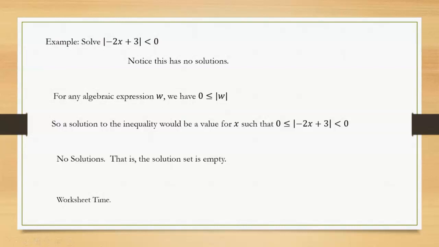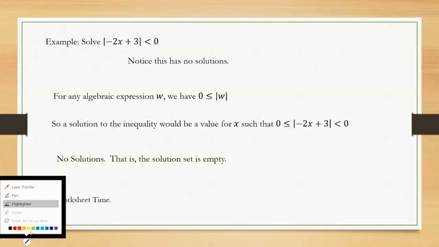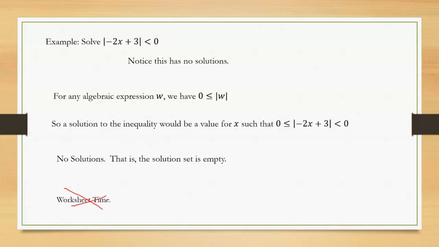Well, it turns out there are no solutions to this inequality. Now, why is that? Well, one of the properties about absolute value is that the absolute value is always non-negative. Whatever you're taking the absolute value of, it's always going to be non-negative after you take the absolute value of it. That's just an immediate property from the definition.